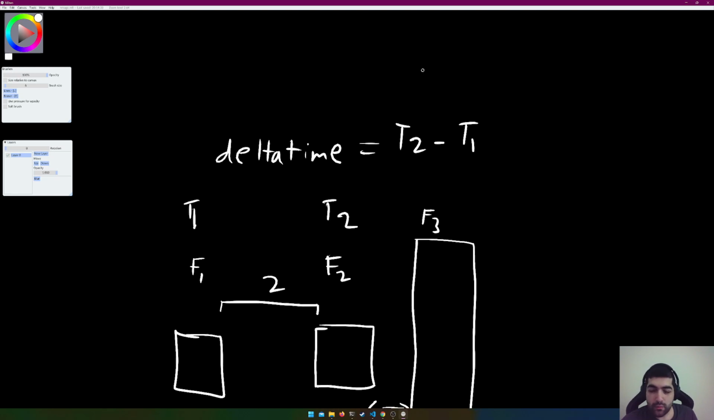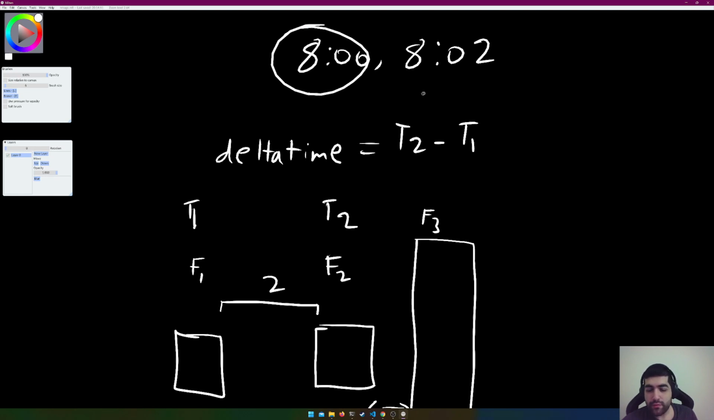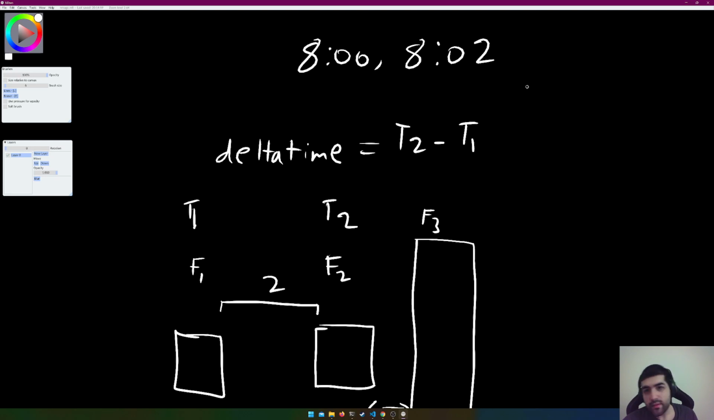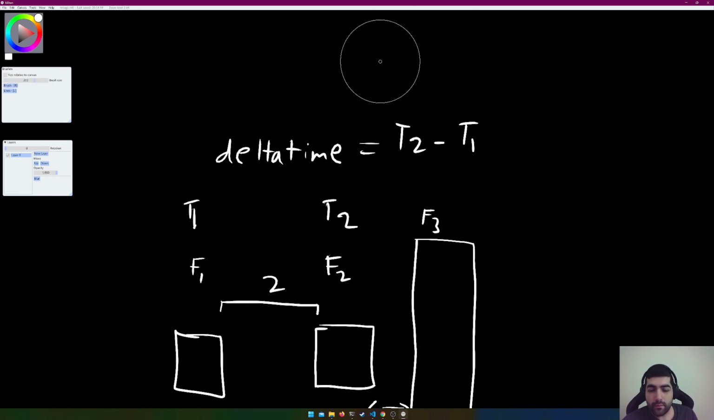Let's say now maybe it's around 8 p.m. So let's say at 8:00, and then let's say our thing is really slow. Let's say at 8:02. So that's the start of frame 1, and that's the start of frame 2. If that was the case, then we just subtract this time from this time, and we would know that the frame took 2 minutes, which obviously for us, it's not going to be in minutes, it's going to be in milliseconds. That's the usual time that we have.